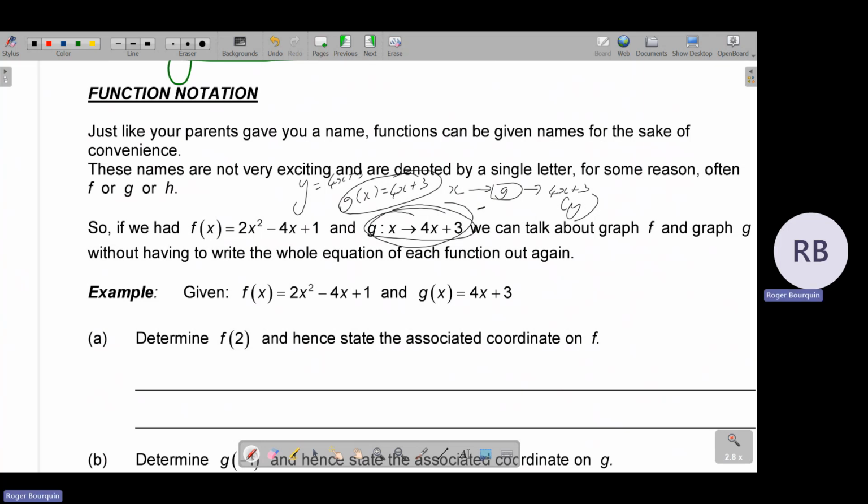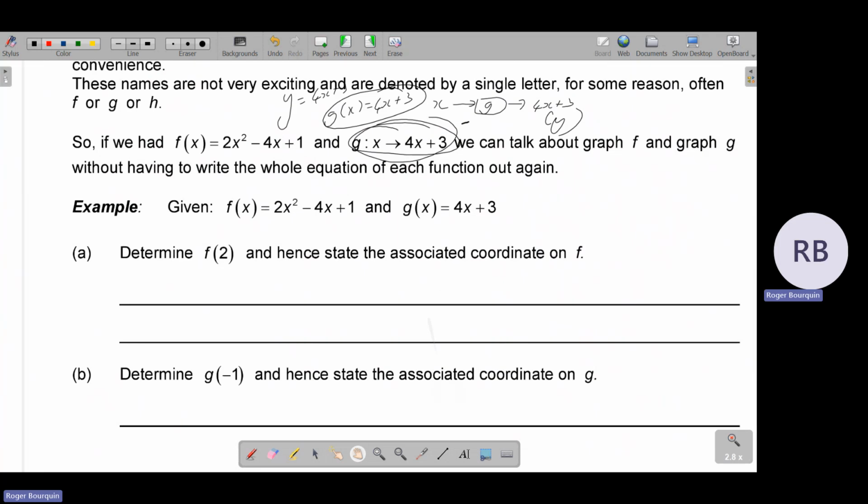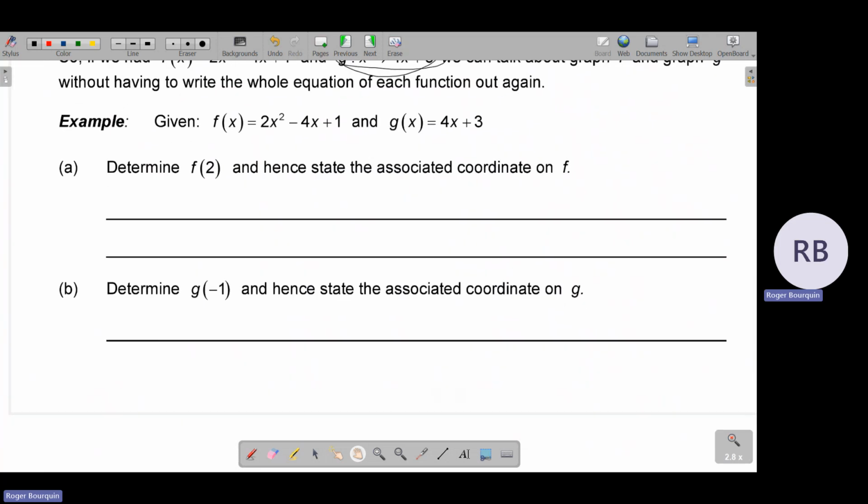Okay. So, we can talk about the graph f and the graph g without having to write it down every single time. So instead of saying every time the graph y is equal to 2x squared minus 4x plus 1, I can just say graph f, graph g. Okay? Just makes life easier. Okay. So if you're given f of x is 2x squared minus 4x plus 1 and g of x is equal to 4x plus 3, okay. If you've done this notation, you should have done it. Okay, try to answer those questions.